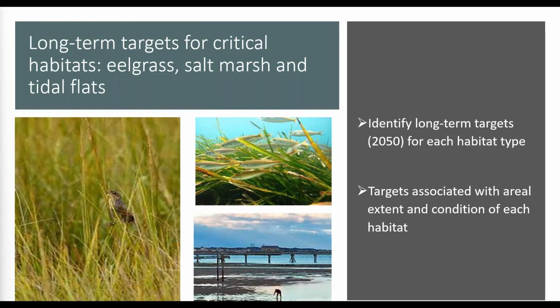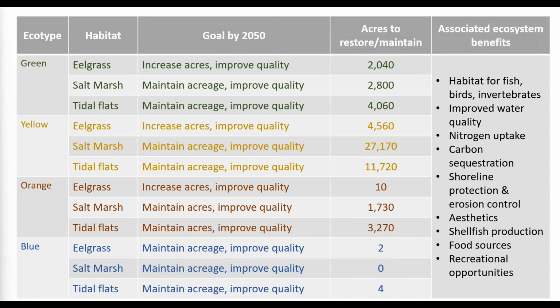And if you can click 2 more times, please. The BCG tool allows us to start looking at possible long-term targets for each habitat type. Because embayments within each ecotype are similarly suited for supporting a specific habitat or habitats, we identified long-term targets for each habitat type by ecotype. The targets are associated with either areal extent or with condition of each habitat or both. Next slide.